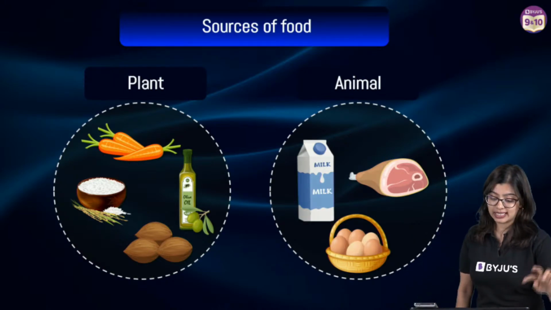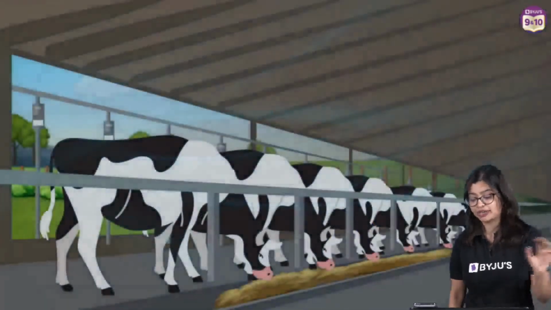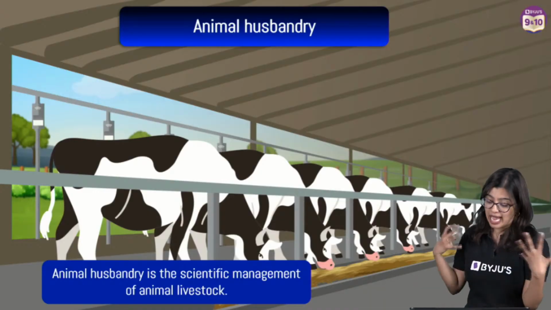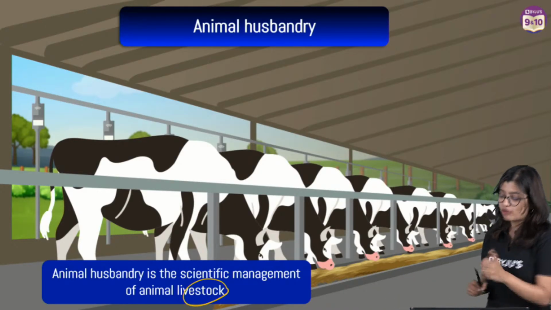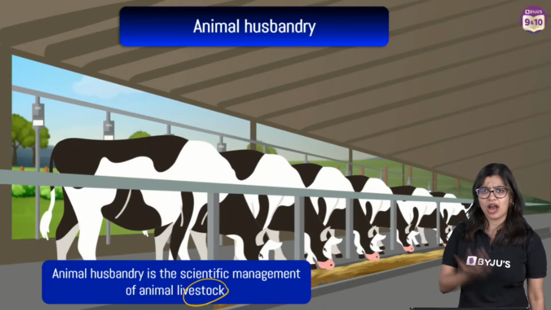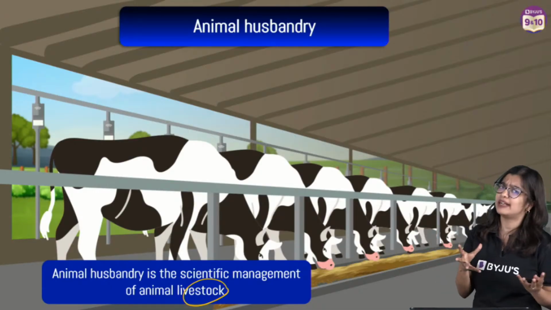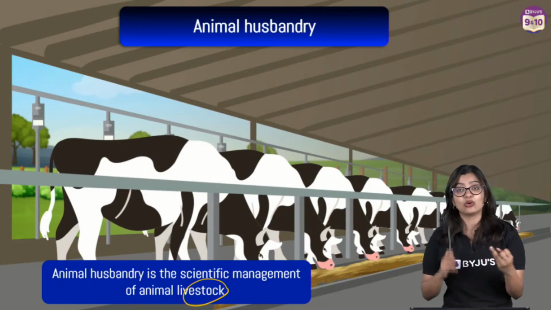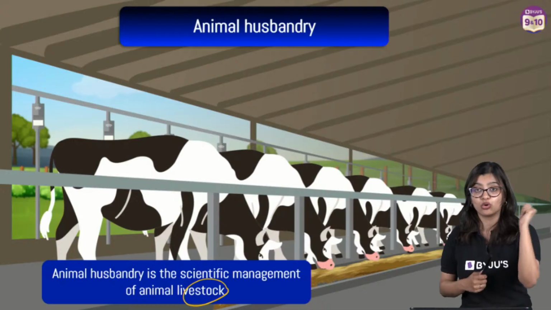So in this case, we also have animal husbandry. What is animal husbandry? Animal husbandry is the scientific management of animal livestock. Livestock are basically a group of animals that are reared for our benefit. Animal husbandry is the whole branch that deals with it, which means it includes not just rearing them, but feeding them, breeding them, taking care of them, and making sure that they have good shelter.